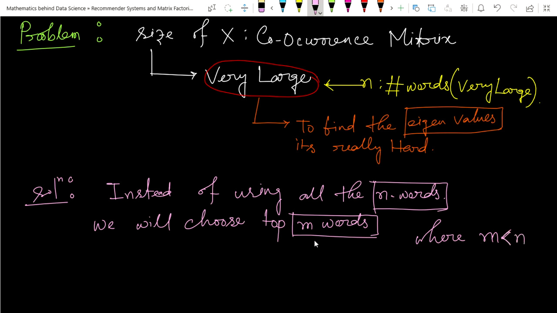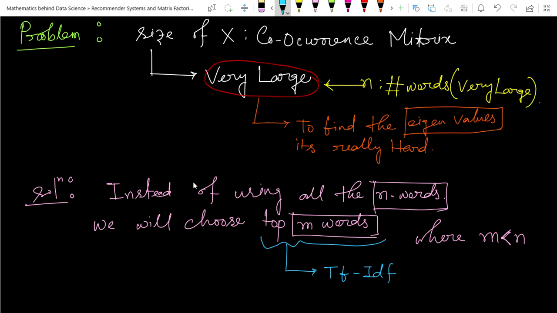So how to choose which words are important and which are not? There is a technique, the TF-IDF technique, which gives us the top words. We will see these things in the natural language processing chapter: what TF-IDF is, how word vectors are used, how to find the frequency of words, and how to find the most important words in a dictionary. But there are some processes by which we can choose.